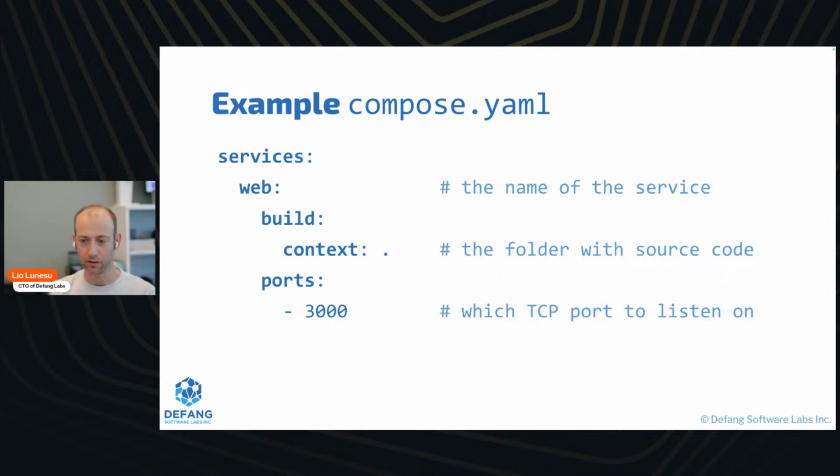So go back to those questions from the previous slide. Where are the sources for my web service? So this compose file tells you it's the current folder. The dot means the current folder. And then the second question, how does this service listen for connections? And that's port 3000 in this case, right? So again, the compose file tells you that my source code expects people to connect on port 3000.